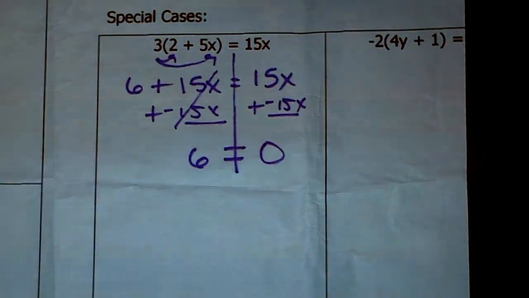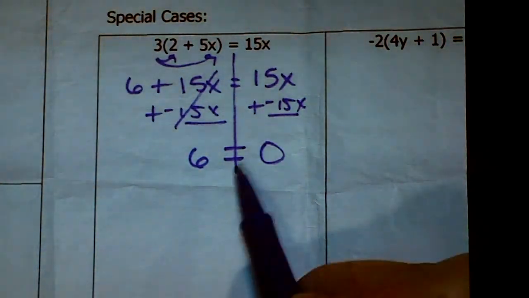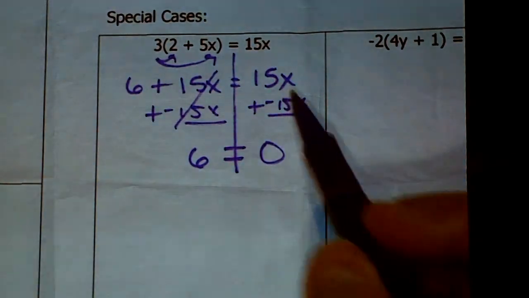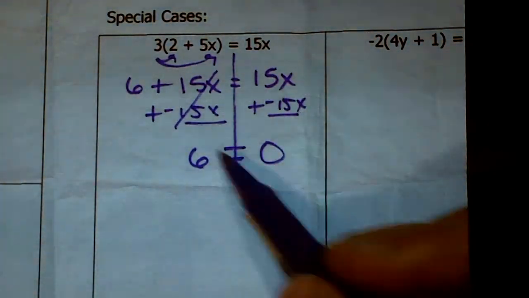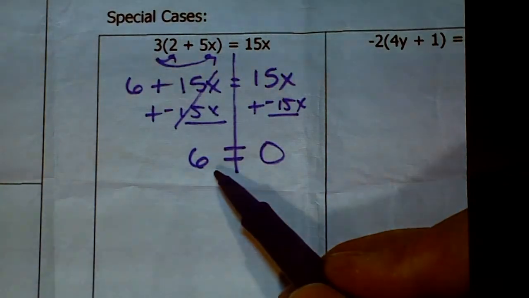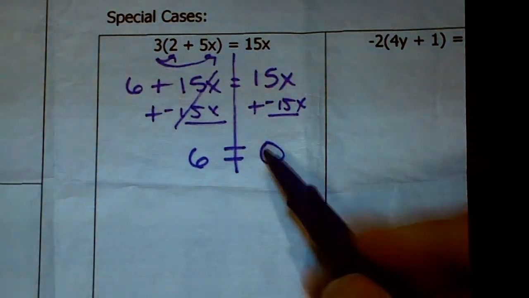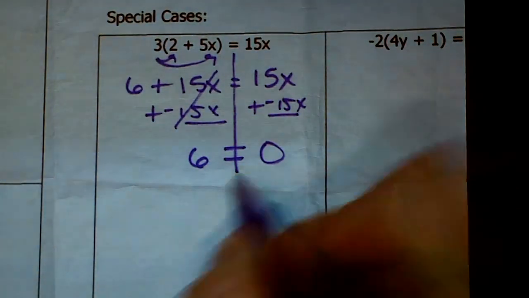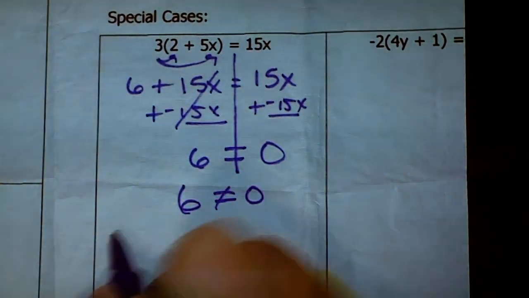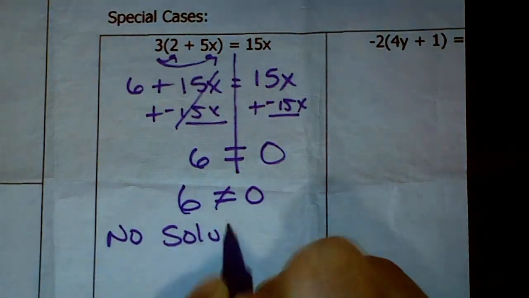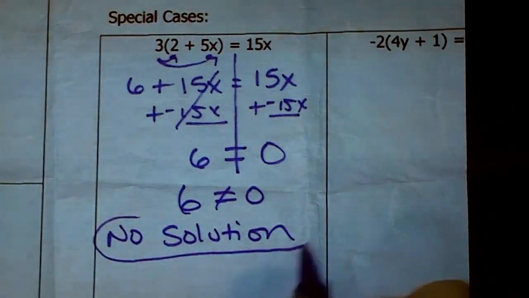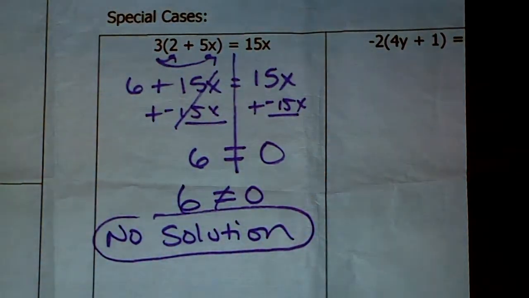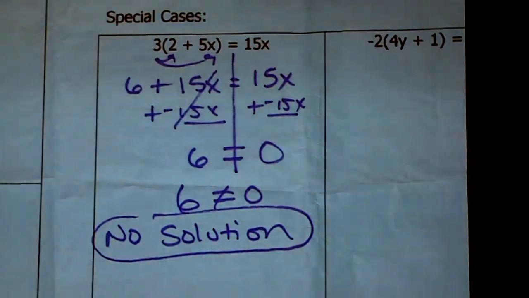And my question to you is, does 6 equal 0? The answer, of course, is no. So when you end up having variable term that cancels out, and you get 2 different values, no variable, just 2 different values on either side, that means that there is no solution. Because 6 does not equal 0, this equation has no solution. You cannot solve it. Crazy.